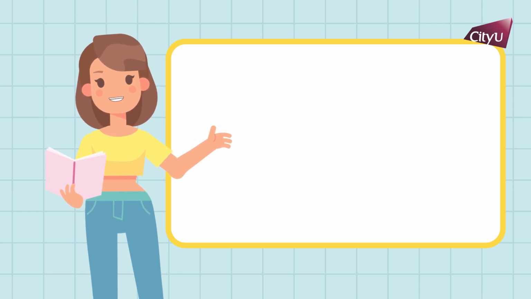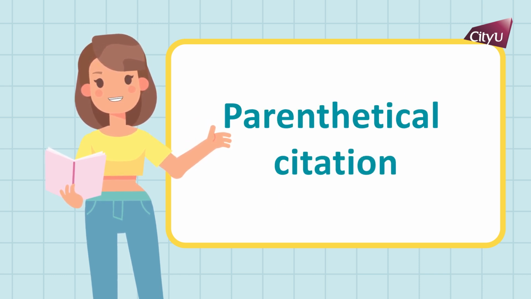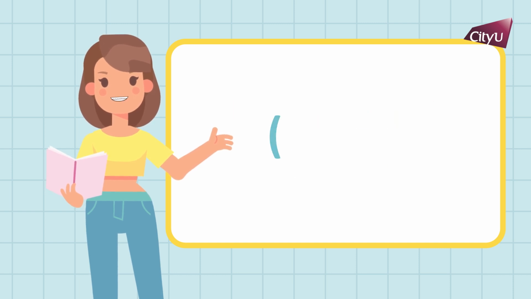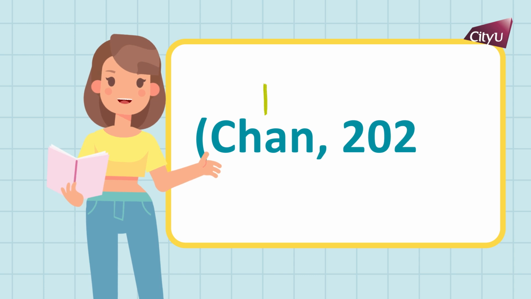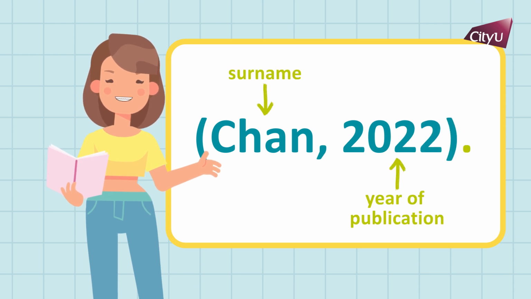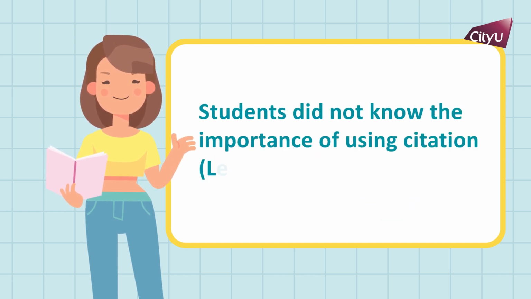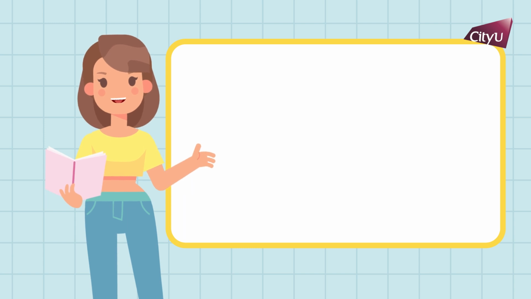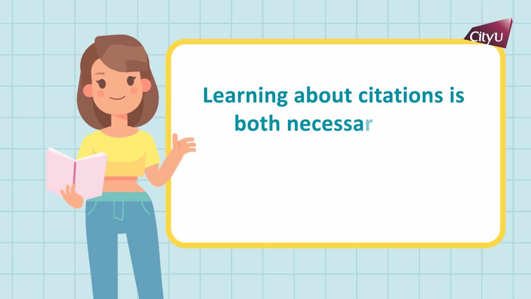One way to do in-text citations is called parenthetical citation. Parenthetical citations include the required information in parentheses, including the author's surname and year of publication in brackets at the end, just before the period. Here's an example. Students did not know the importance of using citation. (Learn, 2020). If you're citing a source with two authors, you should include an ampersand sign like this.